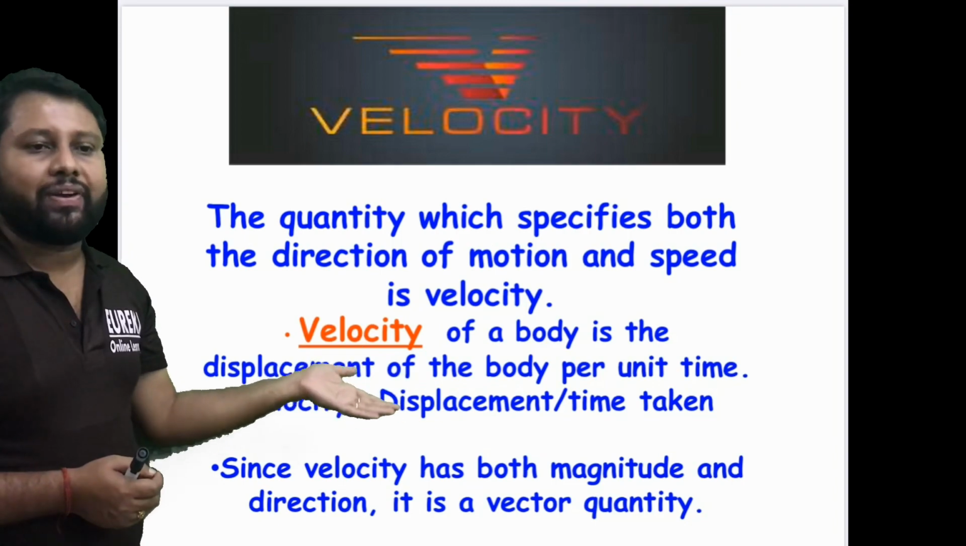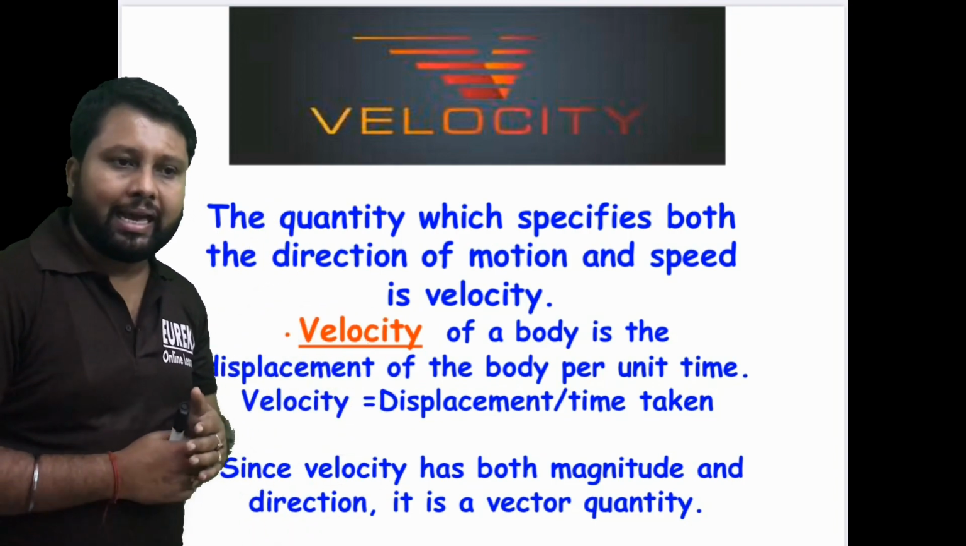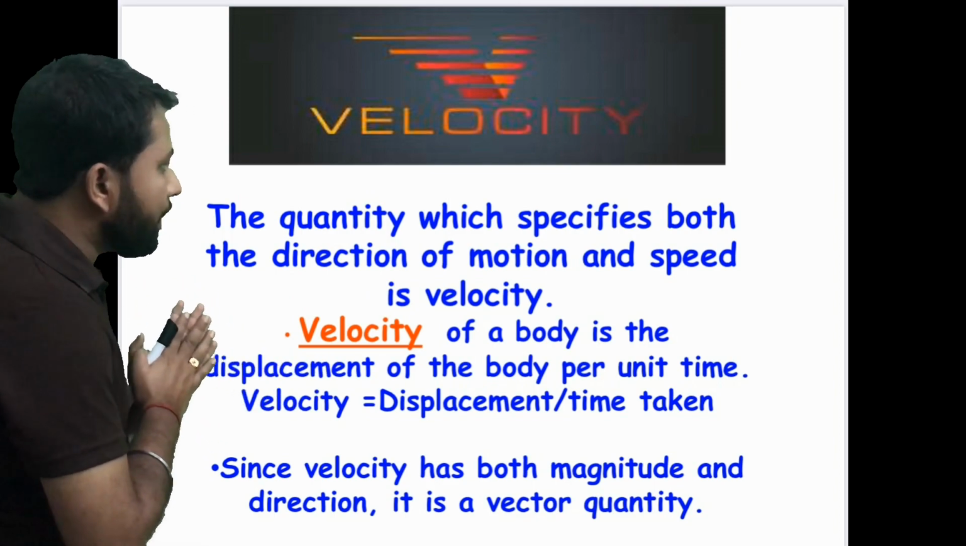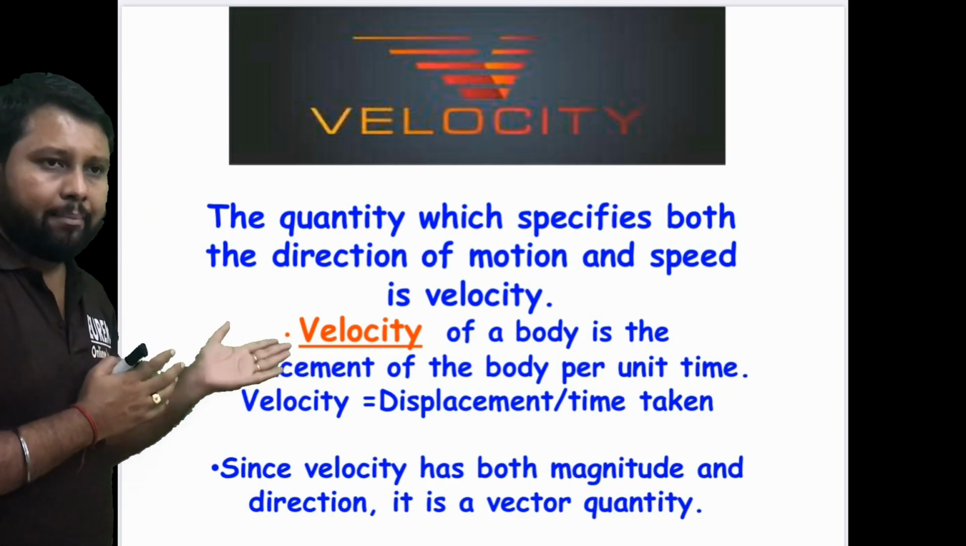Okay, so since velocity has both magnitude and direction, it is a vector quantity. Okay, now we'll see the example here.